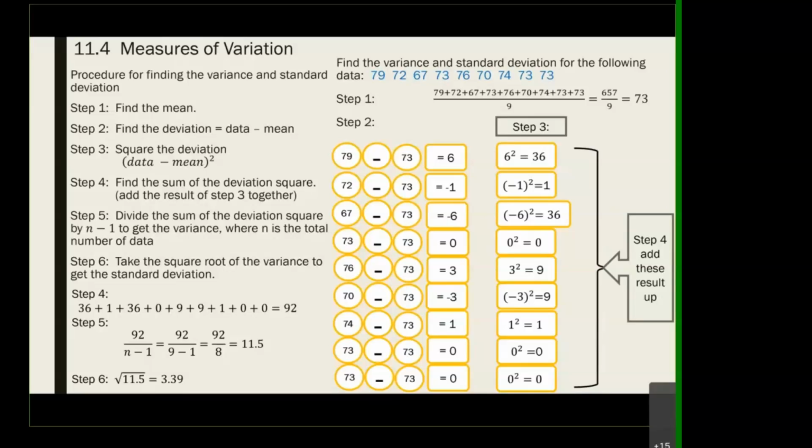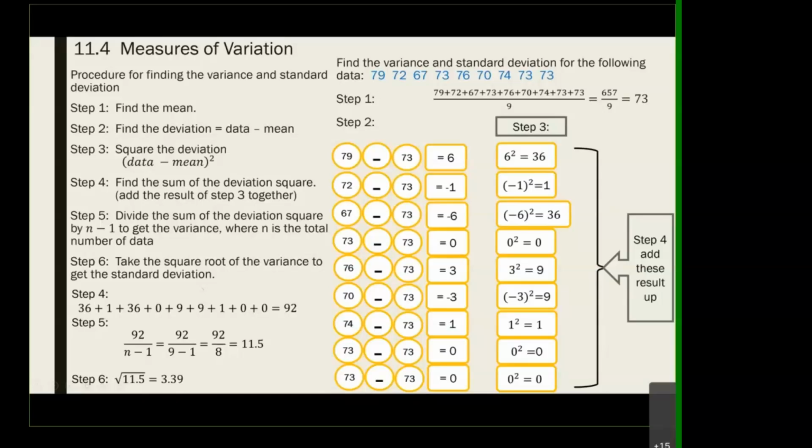Where did the number 9 in step 5 come from? I'm sorry, I was trying to write the steps down, and it's the n. Step 5 is you have to divide by n minus 1. The n is the total number of data, which is how many individual data you have, and here you have 9 individual data. That's why I have 9 there. All right, thank you.